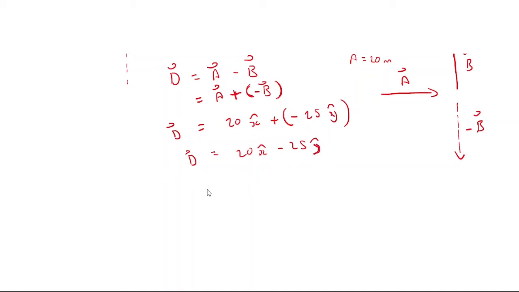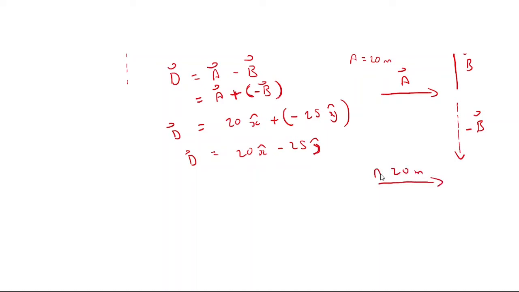So, but then if they want the magnitude and the direction of the vector, then you continue it the way we used to do it. So you can find the magnitude of D. First, let's draw it. So this vector is 20 in the x direction. There it is, 20 in the x direction.